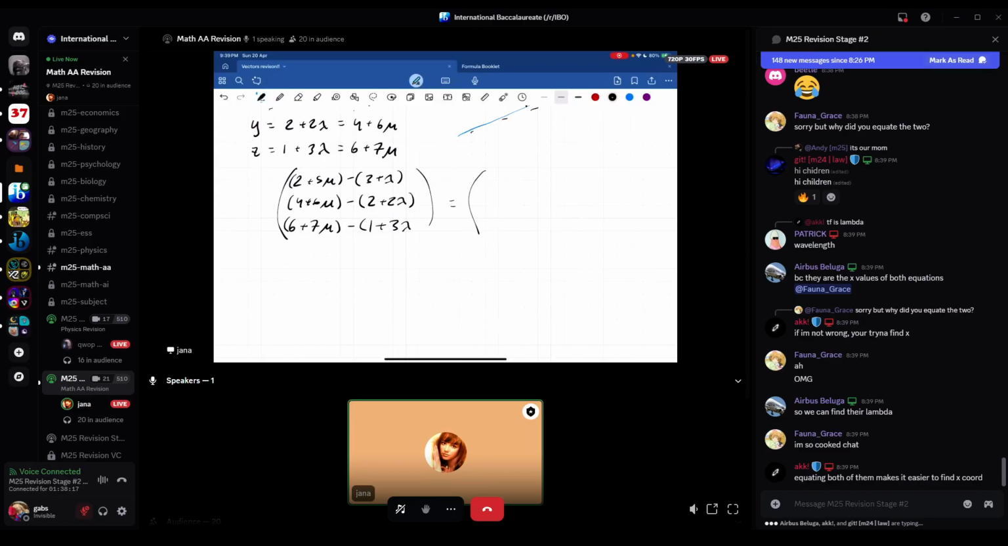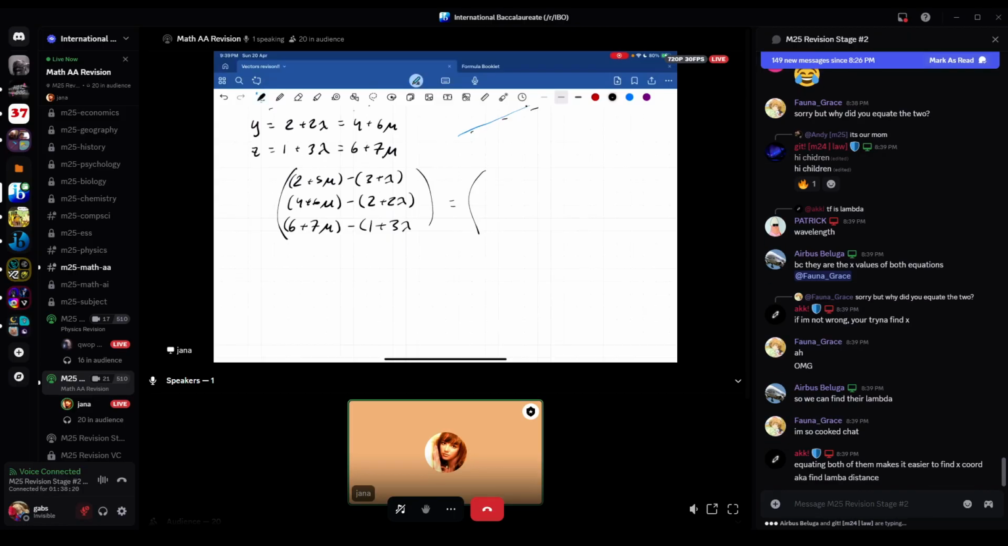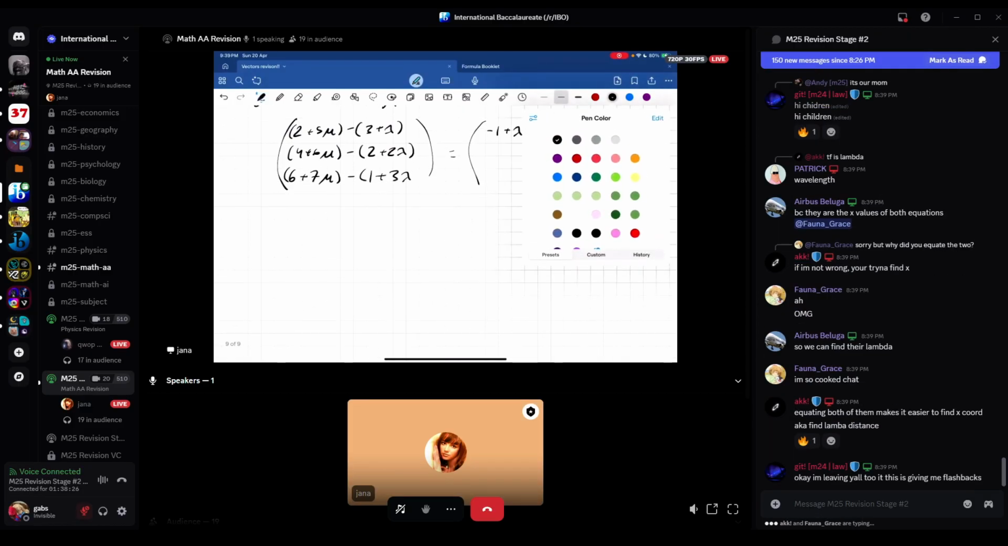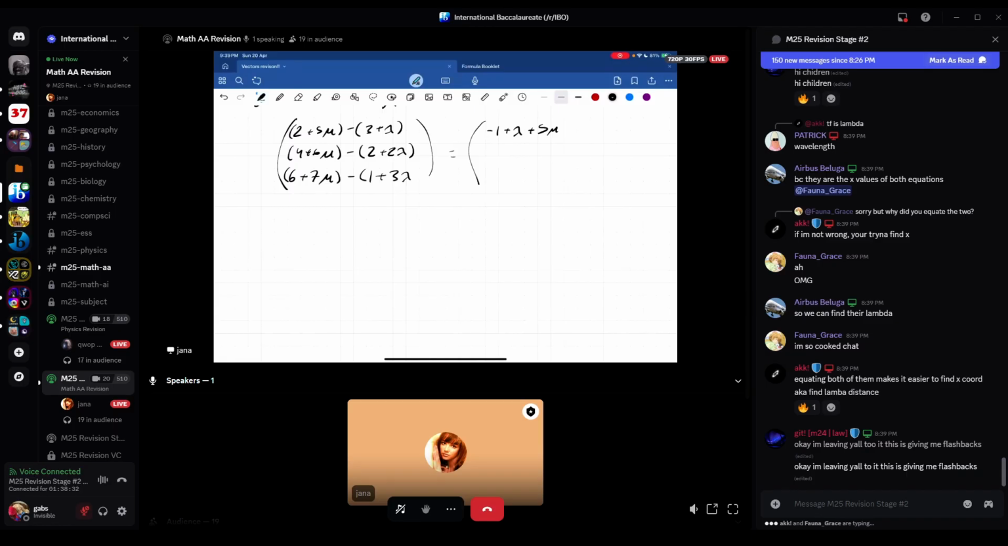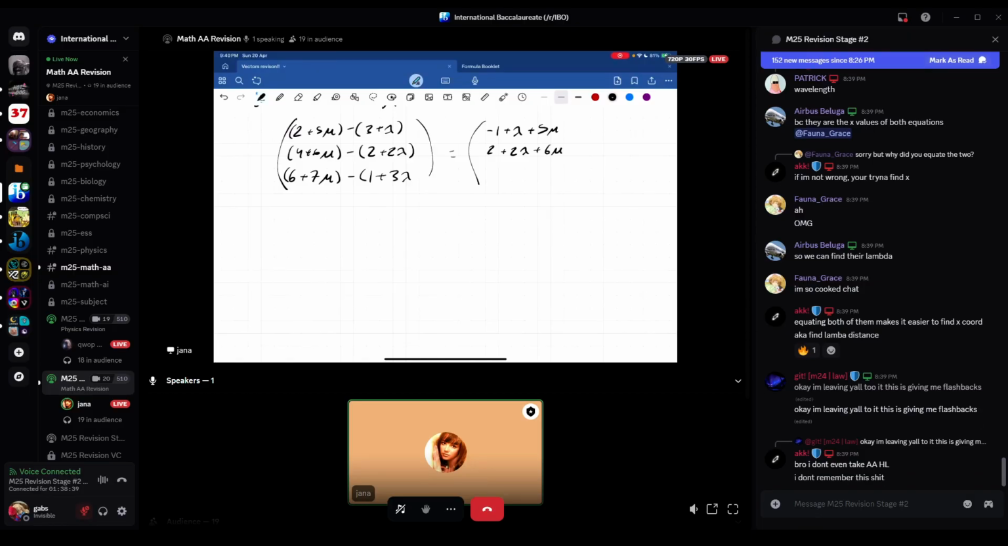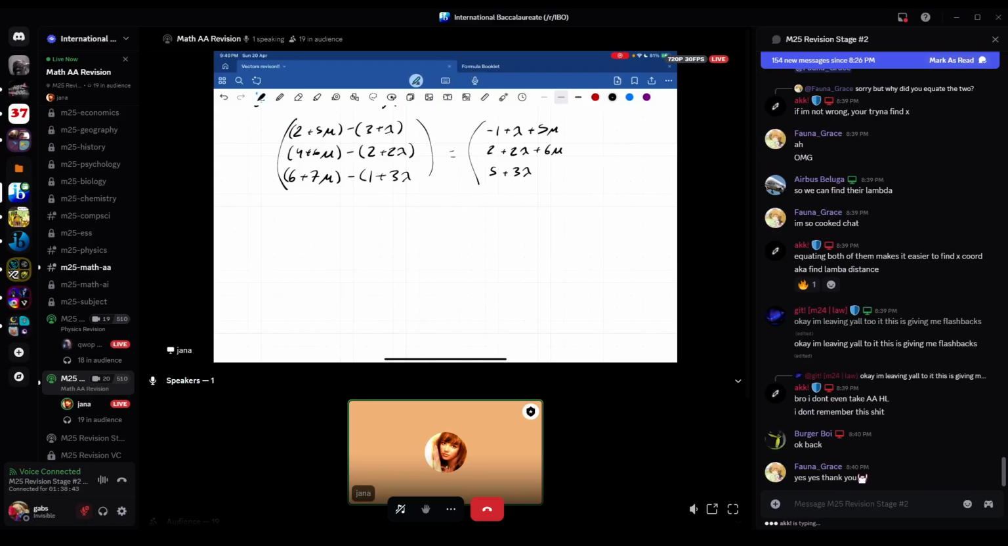Well, first we have to compute it. So that's -1 plus lambda plus 5 mu. 5 mu. All right, so you get, and then 2 plus 2 lambda plus 6 mu, and 5 plus 3 lambda plus 7 mu.